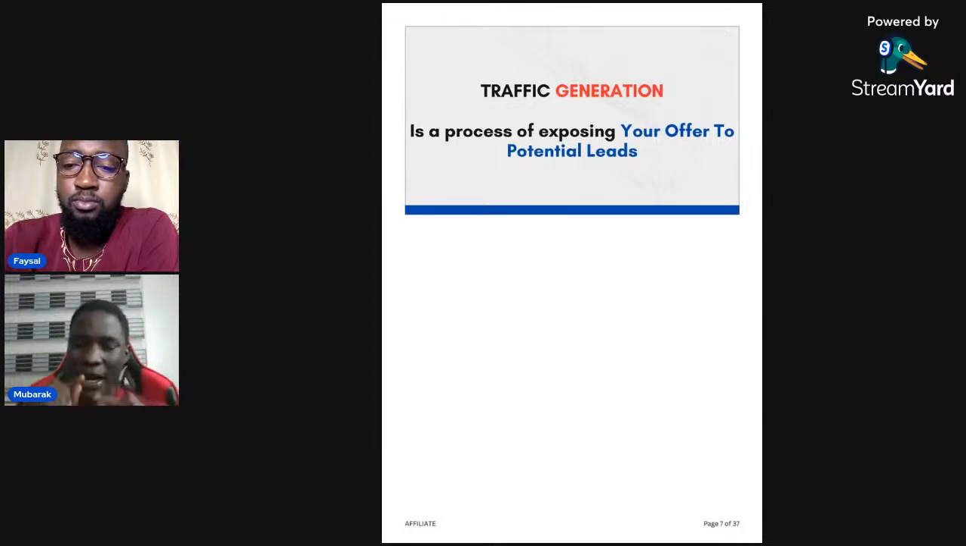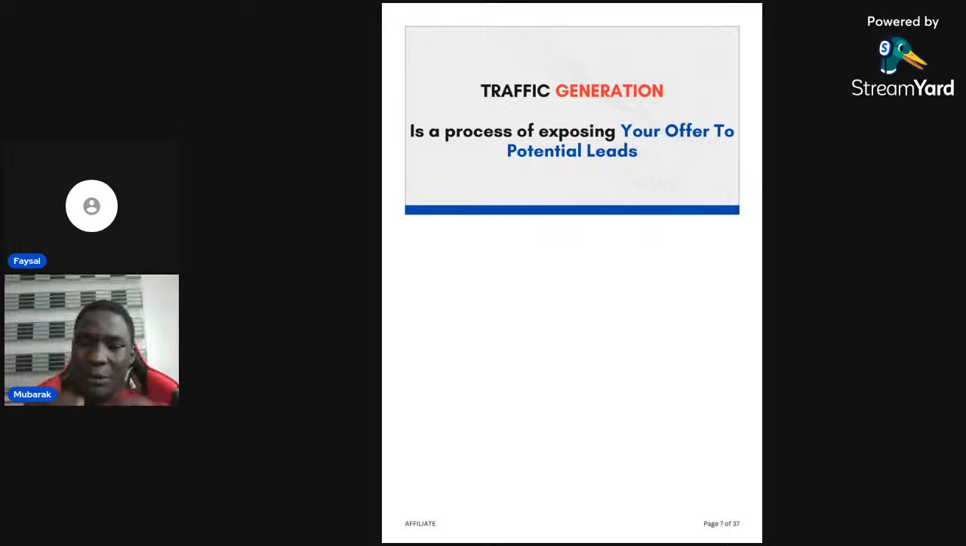But here, the difference between a traffic and a potential lead is this: when you run your ad at first, irrespective of the kind of targeting you do, there are people that are definitely not interested in that product, service, or offer you're promoting. If you show your ad to that kind of people, those people are what we call traffic. And the people that show interest and click on that same ad are what we call potential leads.